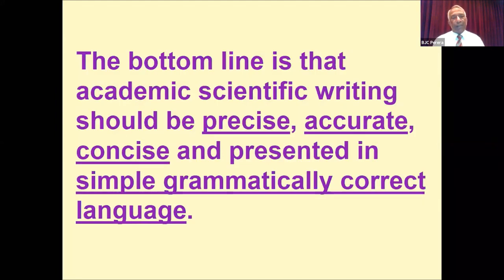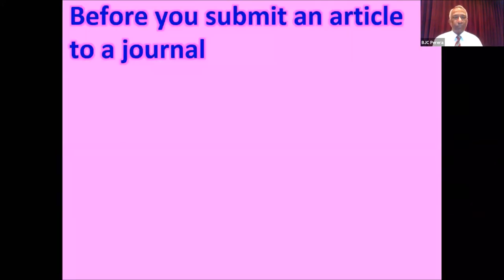So the bottom line is that academic scientific writing should be precise, accurate, concise, and presented in simple, grammatically correct language. Even if you forget everything else that I have said so far, just remember this, I think that will stand you in good stead.